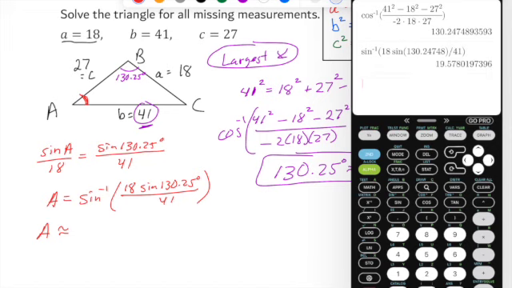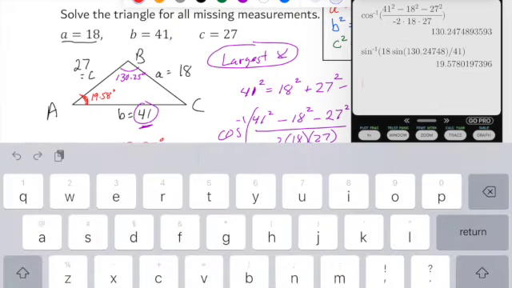And so that gives you angle A is about 19.58. And because I went so far beyond two places there, this answer should be accurate to two places. So angle A is about 19.58 degrees. And that makes sense that it's so small because side 18 was the smallest side. So smallest angle should be across from the smallest side.